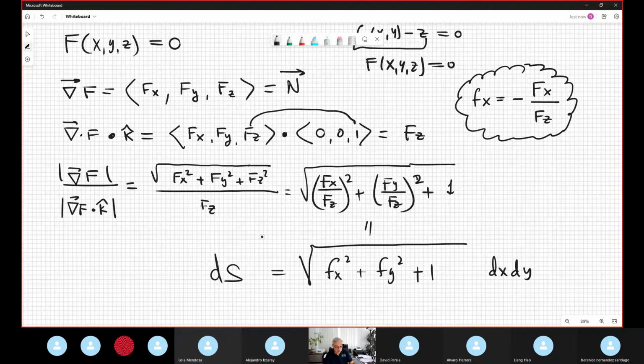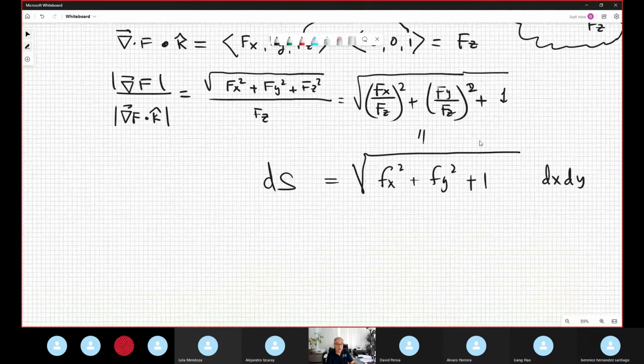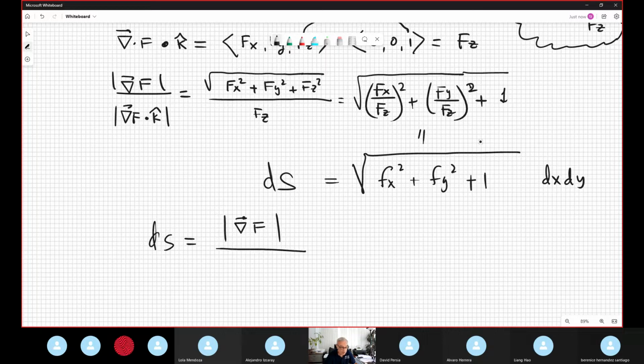What is the fantastic conclusion then? Well, we can compute it not in this way, but in this way. So dS, using the idea behind the implicit form, is the magnitude of the gradient of the equation expressed in implicit form divided by the magnitude of the gradient dot product with the k vector, and this is dx dy.